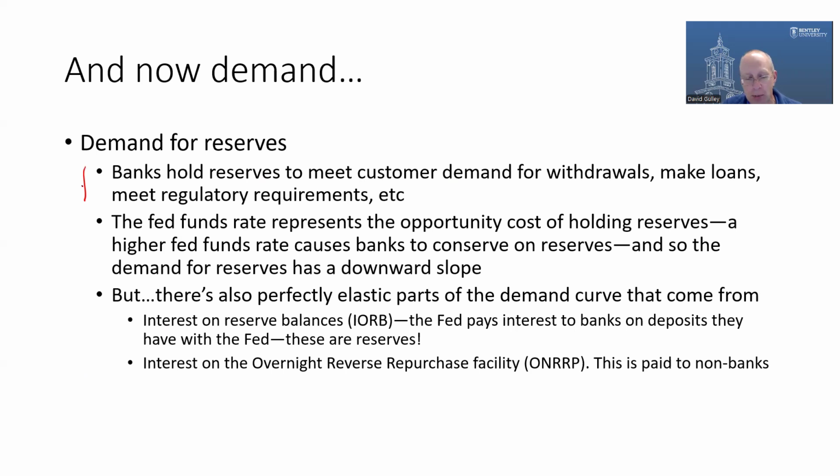And for our purposes, the federal funds rate is really an opportunity cost. This is one of the basic concepts in economics, in that, other things equal, a higher federal funds rate gives banks incentive to conserve on reserves, in other words, hold fewer reserves. And so the demand for reserves has a standard downward slope that nearly all demand curves do. So it really boils down to an opportunity cost argument.